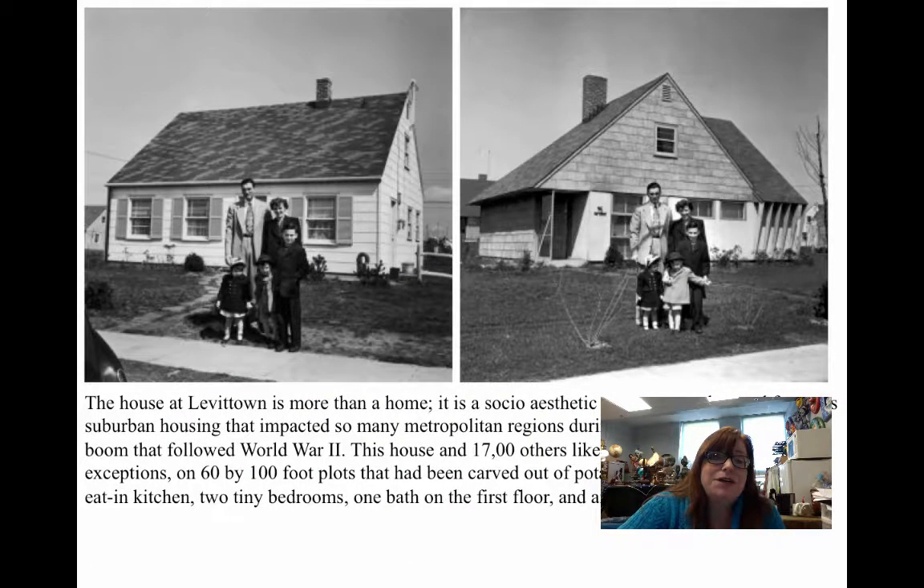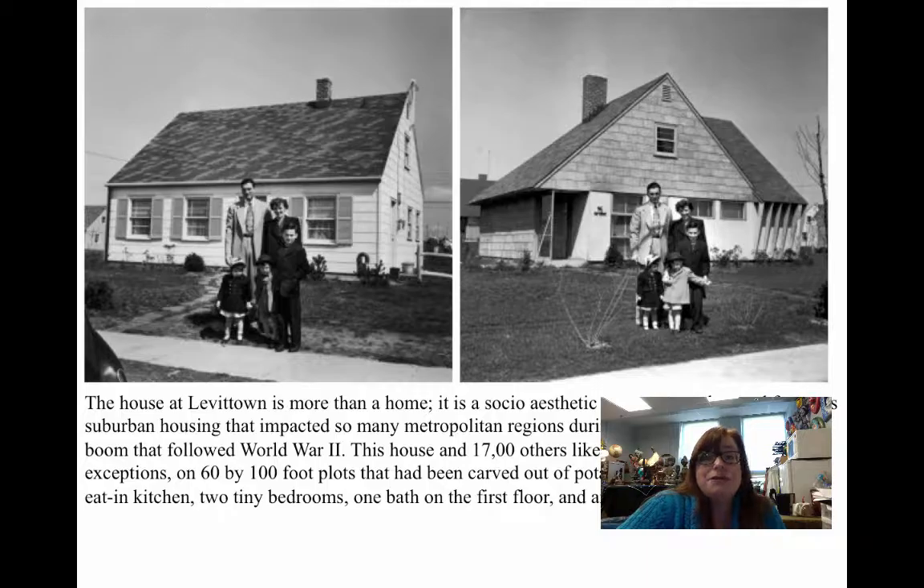And then these homes here are from Levittown, and actually there's Levittowns all over the country. There were 17,000 of these built following the baby boom after World War II. And basically they were homes built on 60 by 100 foot plots carved out of potato fields. The homes had an eat-in kitchen, 2 tiny bedrooms, a bath on the first floor, and an expansion attic if you wanted to create a room into that.